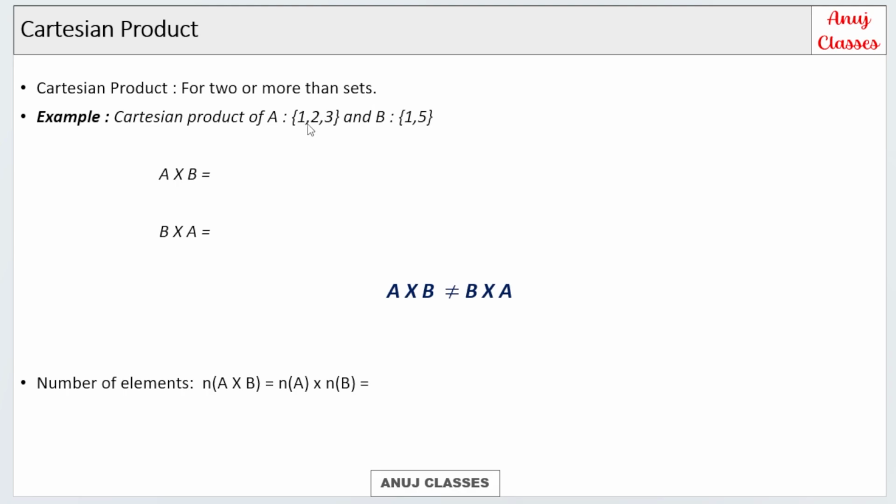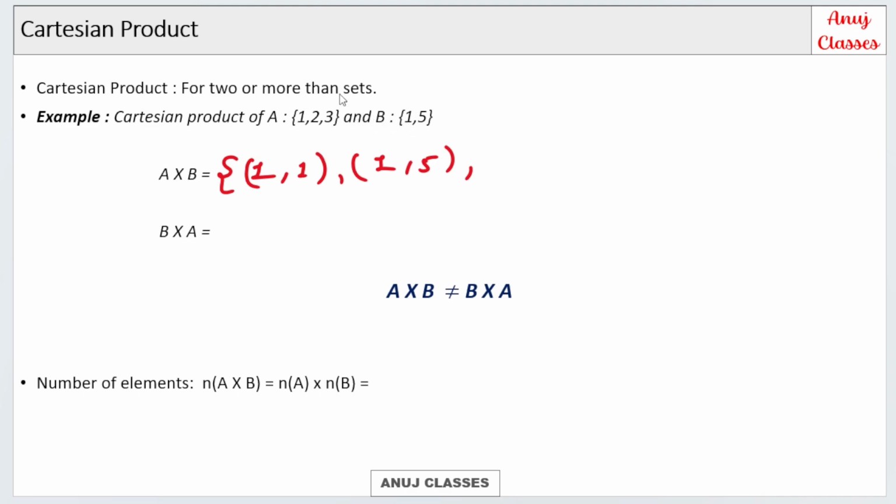So we have here two sets, one is set A, 1, 2, 3, and another is set B, which is 1 and 5, and we need to find the Cartesian product of A and B. In case of A cross B, first we will see the first element of A, which is 1, and what are the elements of B. The first element of B is 1. Then the second element of B is 5.